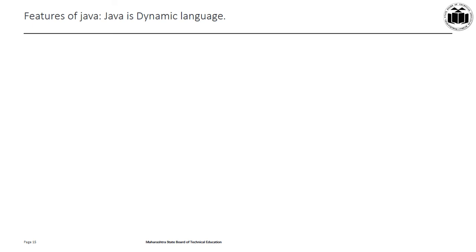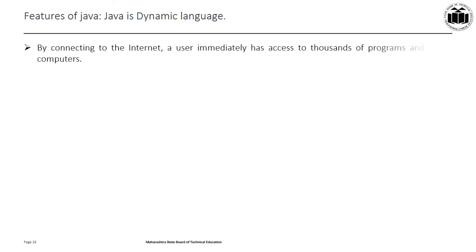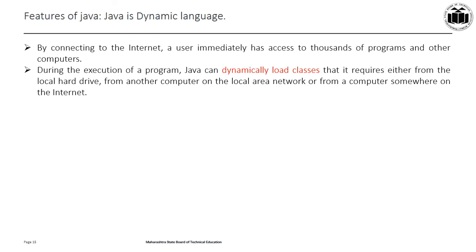Next feature is dynamic language. By connecting to the internet, a user immediately has access to thousands of programs and other computers. During the execution of a program, Java can dynamically load classes that it requires either from the local hard drive, or from another computer on the local area network, or from a computer somewhere on the internet.